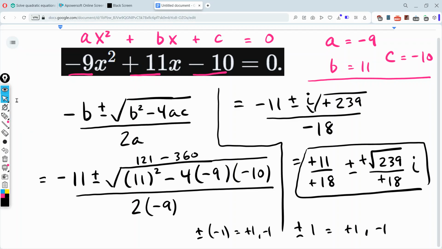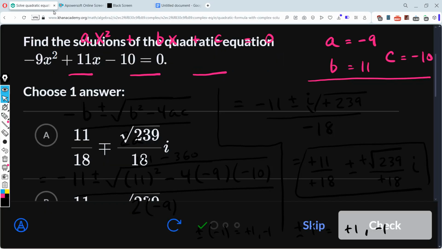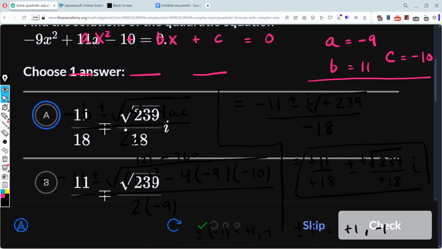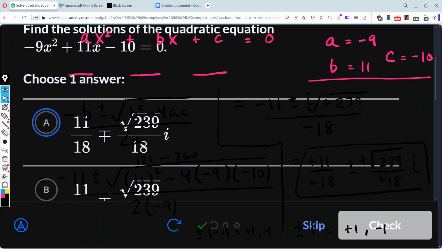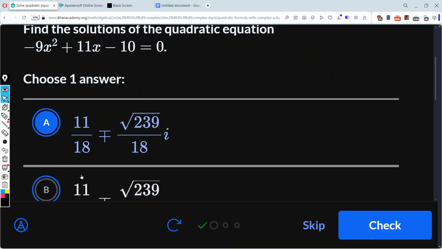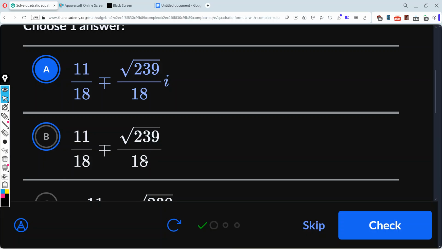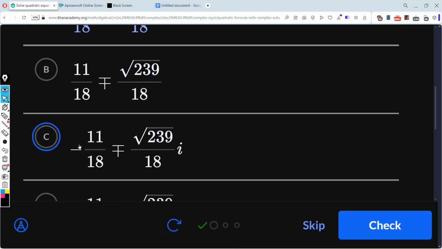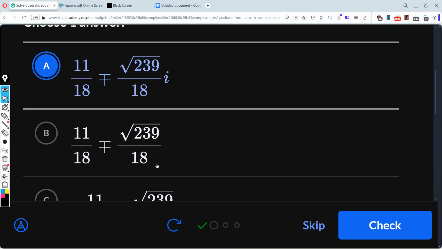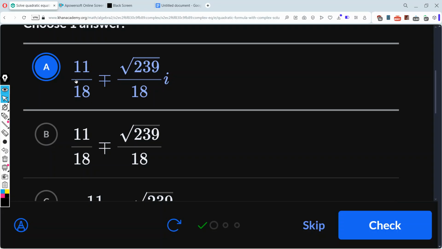All right, let's see if we can find it. 11 over 18 plus minus radical 239 over 18 times I. All right, that's it right there. That's got to be it. Here they don't have the I. Here's the I, but they left this part negative, and here they don't have the I. All right, this was positive because it was negative over negative. Notice they flipped the plus minus and made it minus plus. It's the same thing, though.